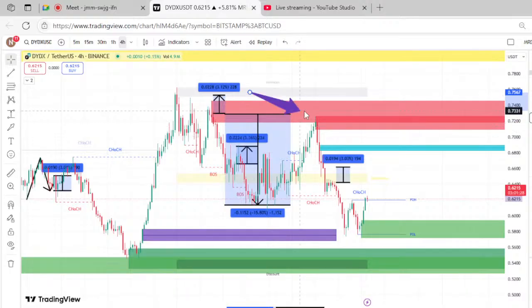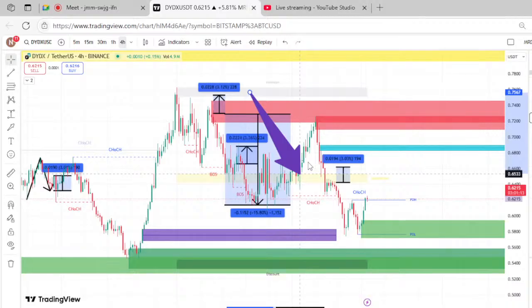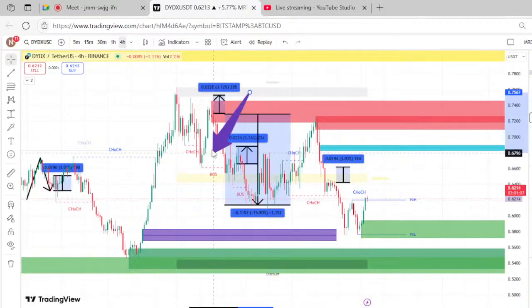After forming the supply level, this market will come back. It will test the equilibrium level, which is this one. Then it will go back to test the supply level. So if I enter from here and I fail to get out, I know that after testing the equilibrium, this market will go back. Then I will get out.